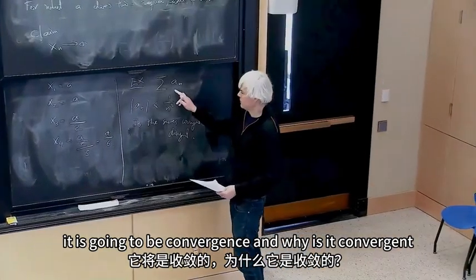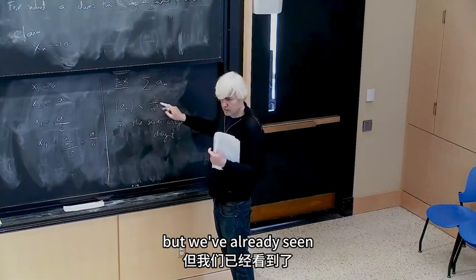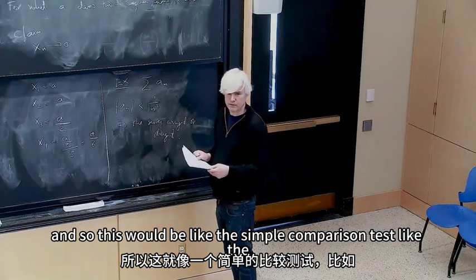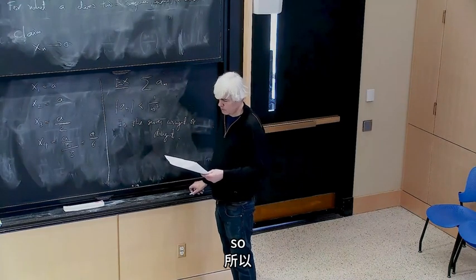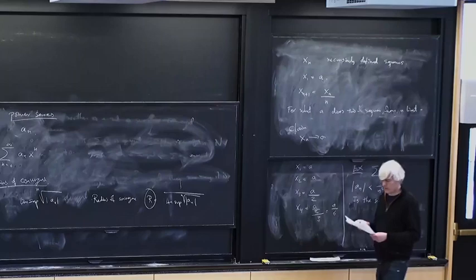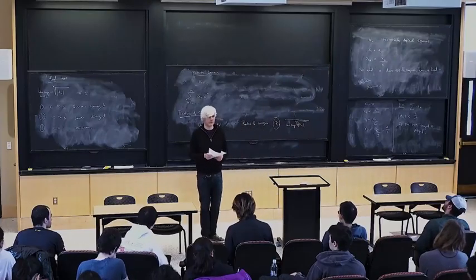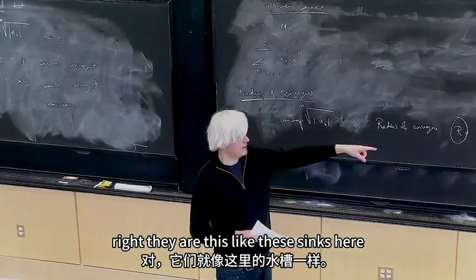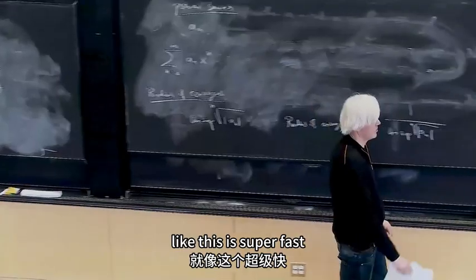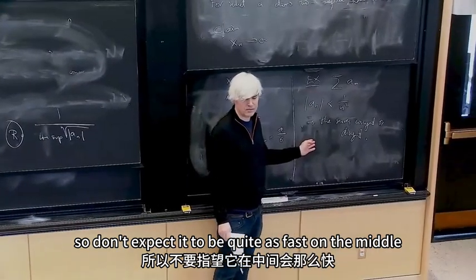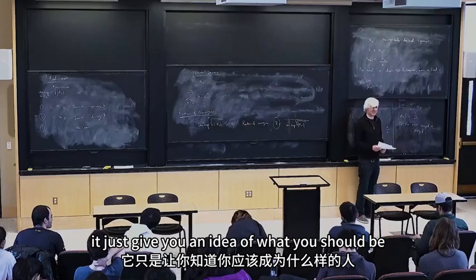And why is it convergent? Because the series of 1 over n squared is convergent, as we've already seen, so this is the simple comparison test, the first comparison test. Okay, so these are just examples of things you should be reviewing, these last two things. This was super fast, so don't expect it to be quite as fast on the midterm, but it gives you an idea of what you should be doing.